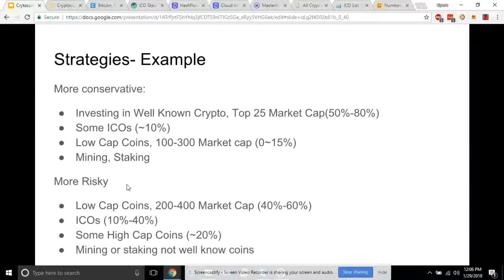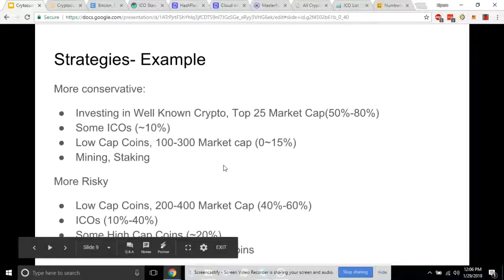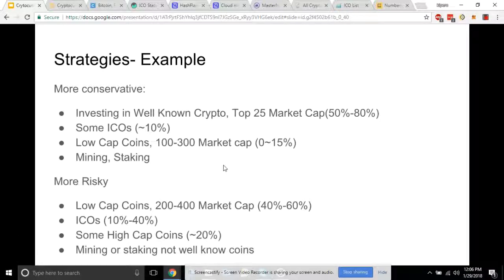A more risky strategy is the one where you would invest in low cap coins like 200 to 400 place according to market cap, and you would put about 50% of your portfolio towards them. I would also invest in ICOs, about 10 to 40% of your portfolio, depending on how risky you want this portfolio to be. And I would also invest in some high cap coins just to balance out my portfolio, and I would put about 20% of my investments towards them. Mining or staking not well-known coins can be very beneficial. If you know some good mining coin that doesn't have enough community behind it, it might be very beneficial to start to be the early miner and see the value of the coin grow.